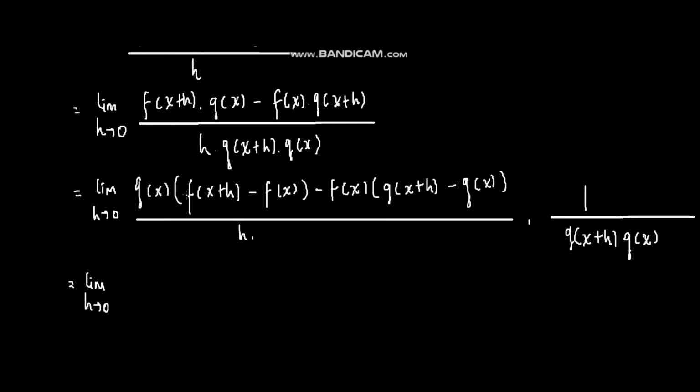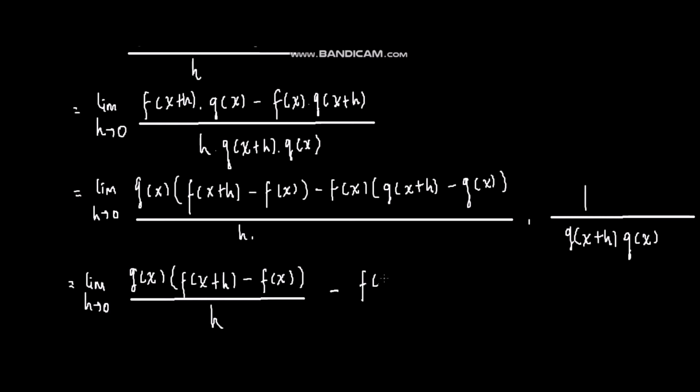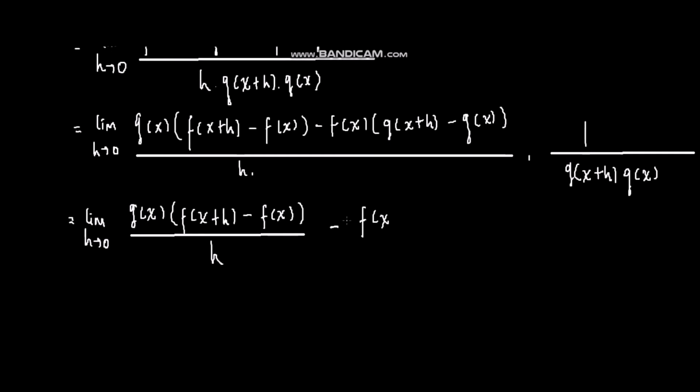Now in this case, it looks clearer, right? That we can rewrite this whole thing into independent terms. So it's going to be g of x times f of x plus h minus f of x, over h. Now this whole thing minus this thing, or you can write the limit in front of this as well. It's the same thing, using the rules of limits.